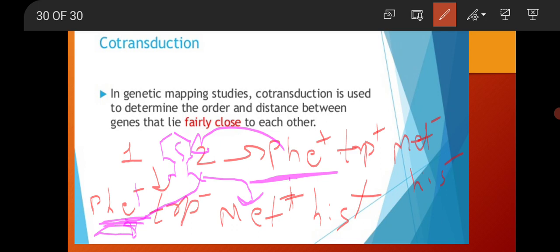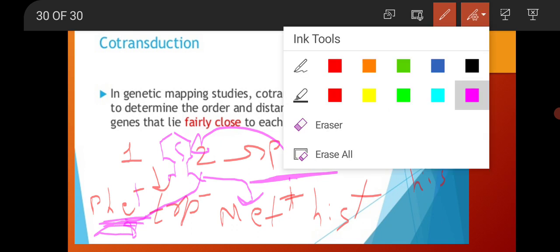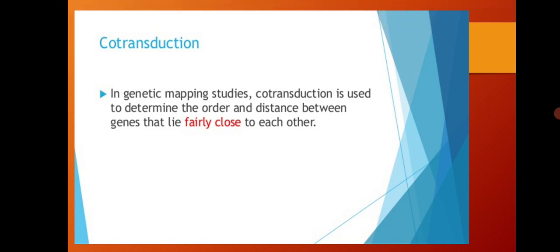So like that there is co-transduction, meaning the genetic material is transferred together. So that is the concept of co-transduction. I hope this might be clear to you. It is very simple. Transfer of genetic material together is called co-transduction.